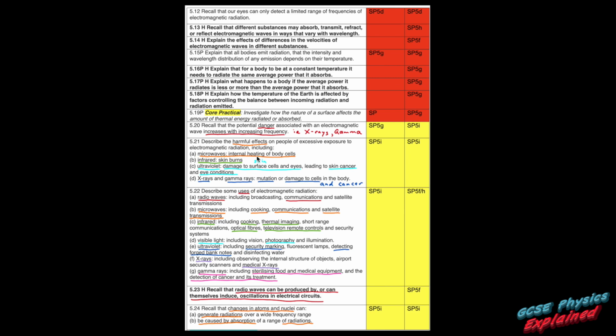You've got to know the harmful effects on people of excessive exposure to electromagnetic radiation, including microwaves. They can cause internal heating of body cells. Infrared waves can cause skin burns. Ultraviolet waves do damage to surface cells and eyes, which just means skin cells. It leads to skin cancer. Don't just say cancer, say skin cancer for ultraviolet. And eye conditions. If you get a lot of bright light in the eyes, it could damage your eyes. If you get a lot of bright ultraviolet into the eyeballs, it damages your eyes as well.